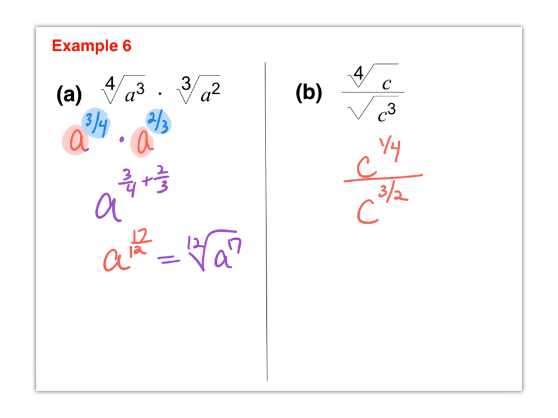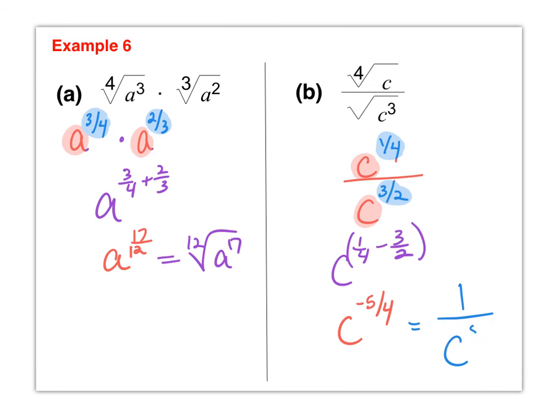Since the bases are the same, both have a base of c, we can use the quotient rule and subtract those exponents. So this will look like c to the 1/4 minus 3/2 exponent. Let's simplify the exponent to get c to the 1/4 minus 3/2, which is negative 5/4. And then write our final answer using a positive exponent. We can write this as a fraction, 1 over c to the 5/4 power.